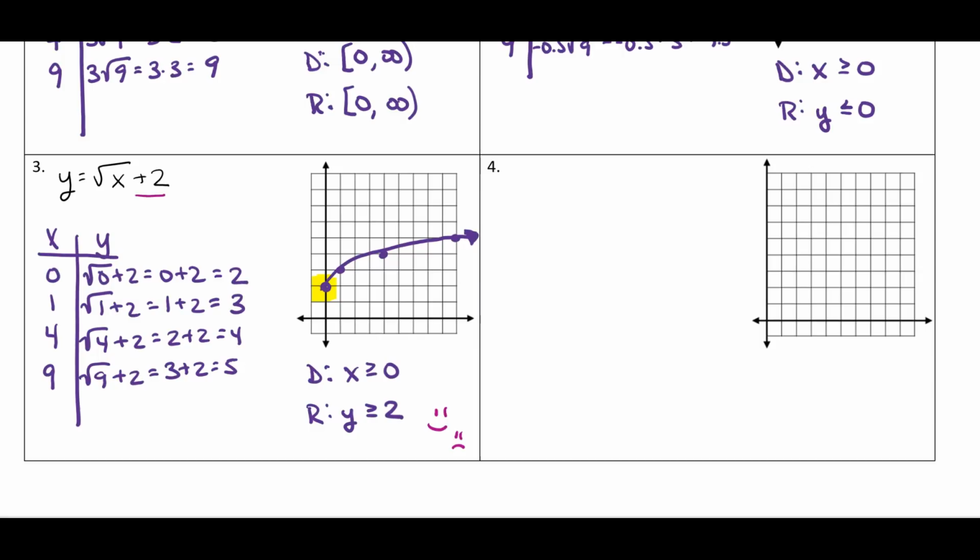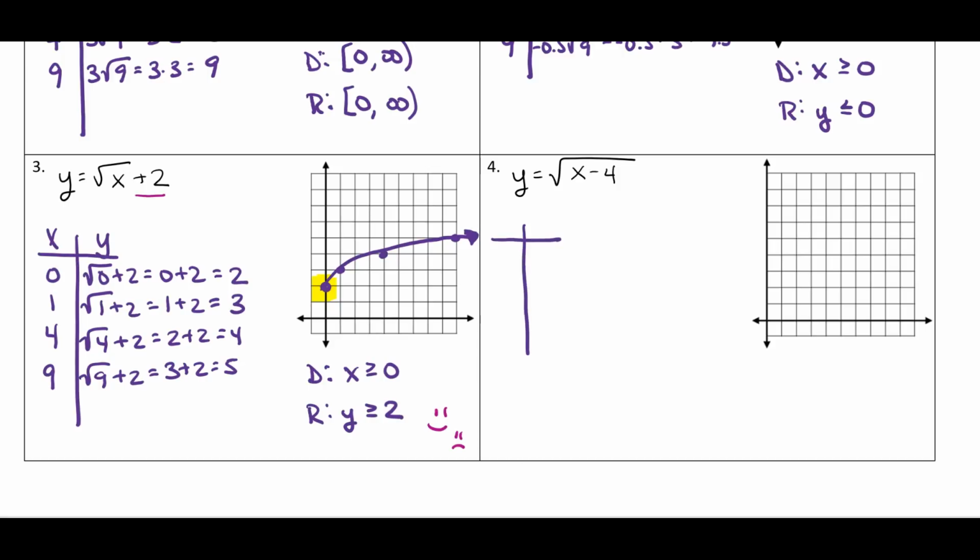Make sure you have your starting point at 0, 2, because without that your graph is incomplete, and make sure you have your domain and range. So now let's look at number 4. Number 4 is y equals the square root of x minus 4. Now this one's actually a little bit trickier.